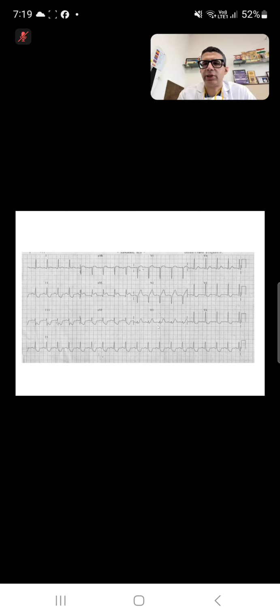Sinus rhythm. Yeah, you should say sinus tachycardia. Because it's not normal sinus rhythm, the heart rate is around 120. So it is a sinus tachycardia. Okay. After rate and rhythm, what is the next thing you take?